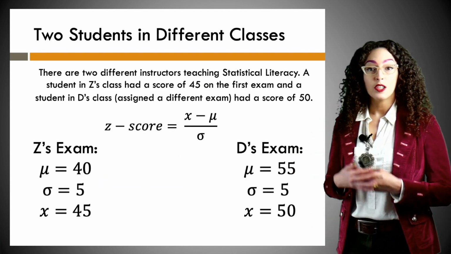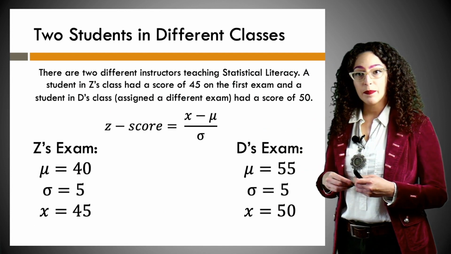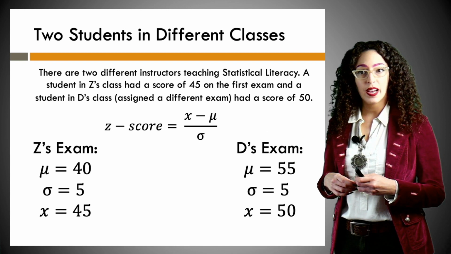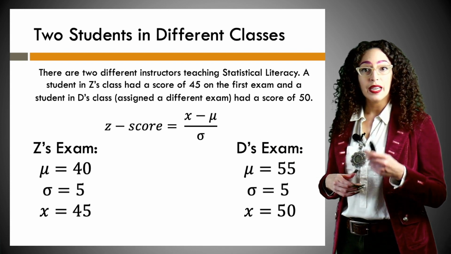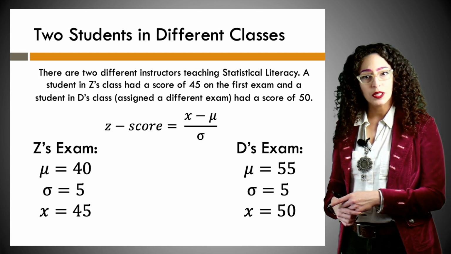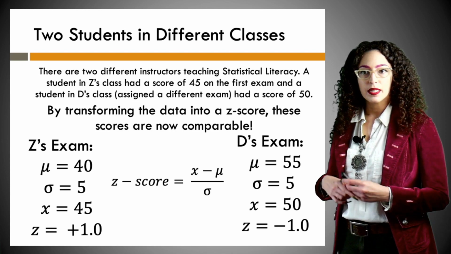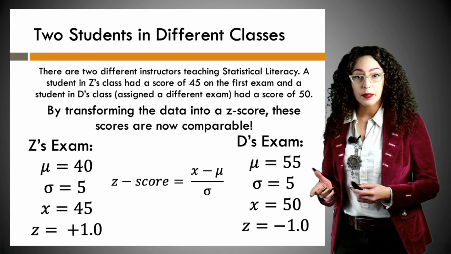Let's do it. So now here we have the information that we need. So in Z's exam, the mean was 40, standard deviation of 5, student score 45. In D's exam, the average was 55, standard deviation of 5, student of interest had a score of 50. Now let's translate. Ta-da! Now we can actually compare them.